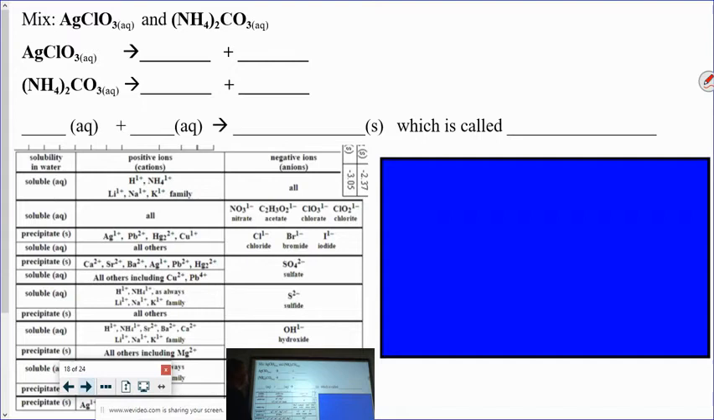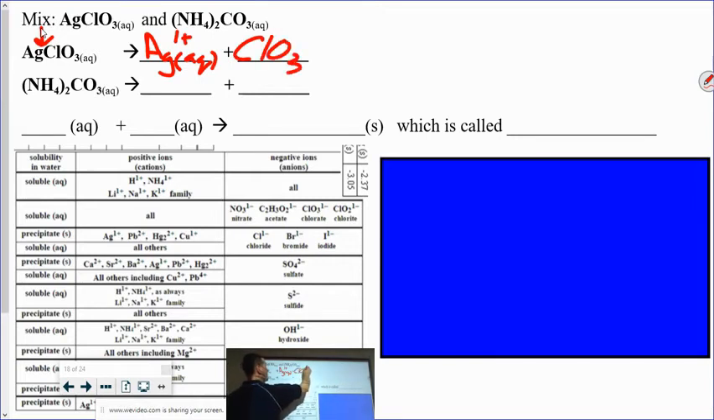So now let's try the next one. So do the work here, see if you can figure it out, and then come back to me. All right, so I'm going to break this apart again at the polyatomic ion. So I get silver ions, AQ, and I get ClO3, and that's a 1 negative AQ. Again, this is found on the back of your periodic table as a polyatomic ion.